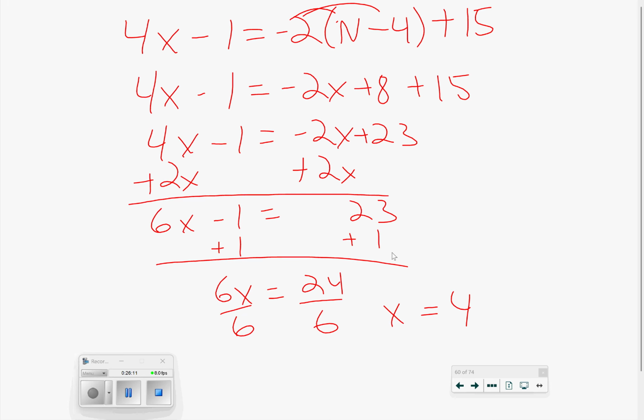I'm going to add 1 on both sides. 23 plus 1, 6x divided by 6. 24 divided by 6, you get x is equal to 4.